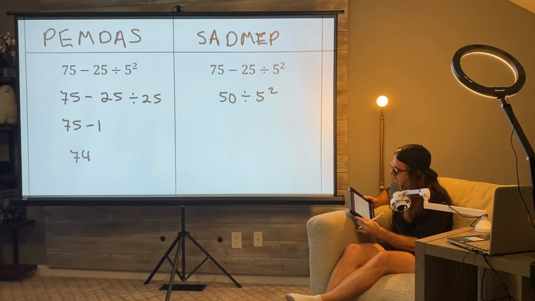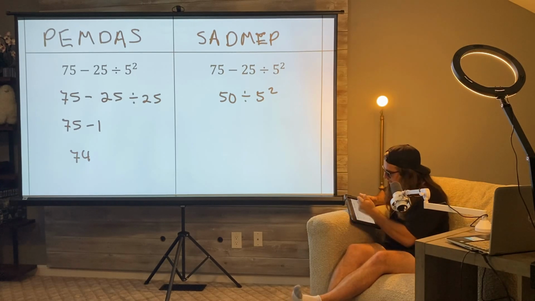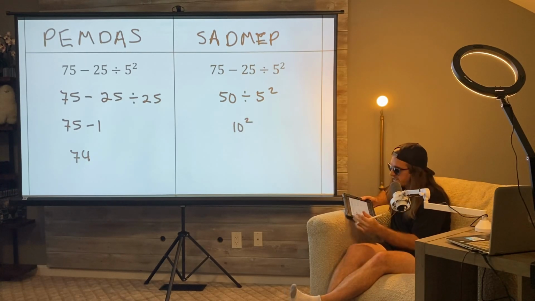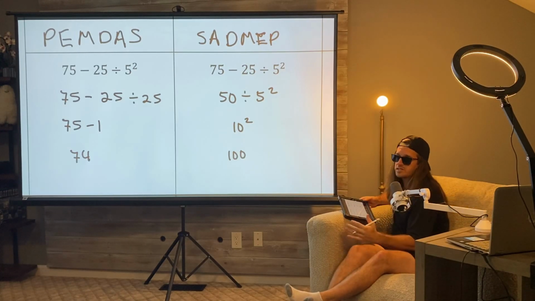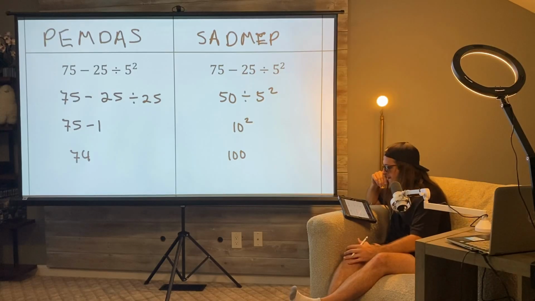The next thing we would need to do is divide. 50 divided by 5 is 10. Then we would do the exponent. 10 squared is 100. So again, kind of crazy, right? If we reverse the order of operations, you get a different answer.